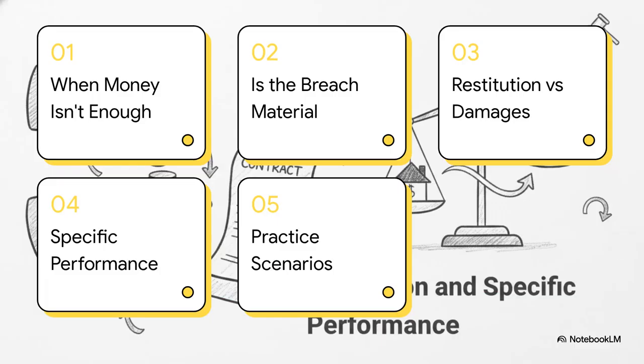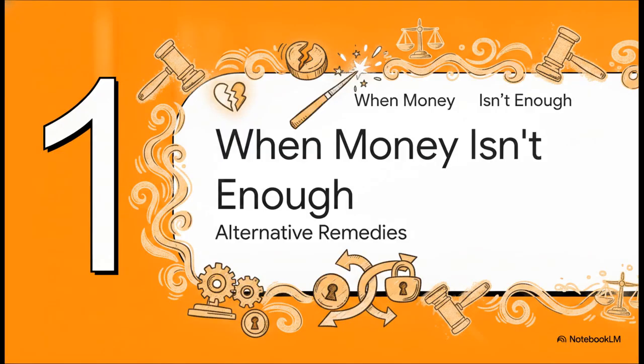Here's our game plan for today. We're looking at 1. When money isn't enough. 2. Is the breach material? 3. Restitution versus damages. 4. Our specific performance checklist. And 5. Some real law exam practice scenarios. Let's get to it. All right, diving right into part 1, when money just isn't enough.